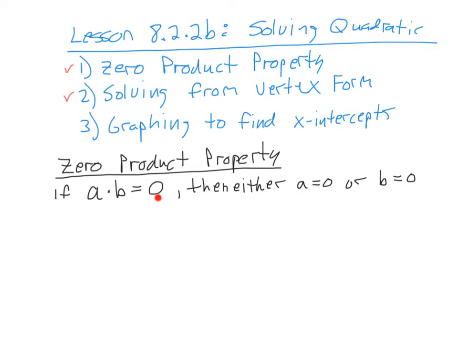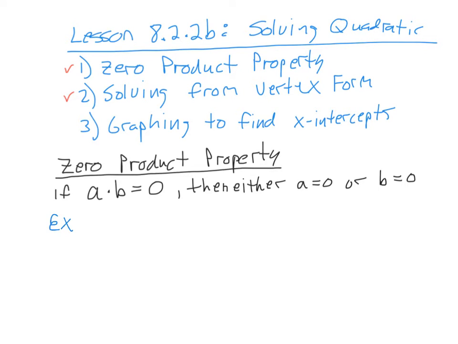Think about it. The only way I can get a 0 when I multiply two things together is if one of them is 0. There's no other way. Any other numbers that I would plug into A or B are never going to give me 0 when I multiply. So the only way that I can get it is if one of those is equal to 0. Well, we're going to exploit that property and be able to solve when it's in factored form. So let's look at an example and walk through how we can solve it using this zero product property.